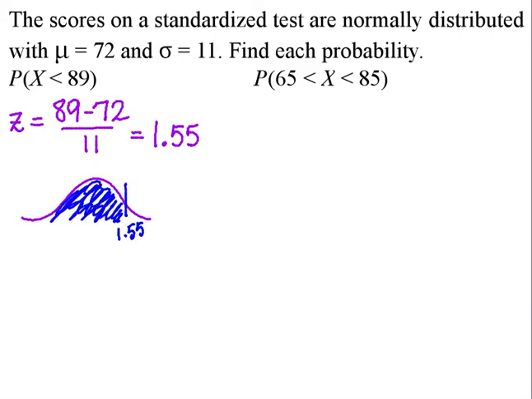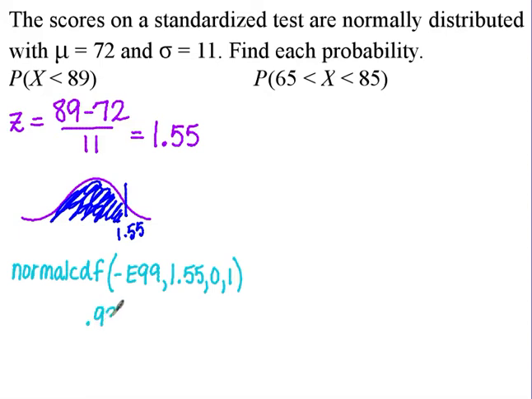So using my normal CDF function, my leftmost point will be negative infinity. So negative infinity, remember we symbolize as negative E99. My rightmost point is 1.55, and then I always have to add in 0 and 1. So if I calculate that, I end up getting an answer of 0.9394.